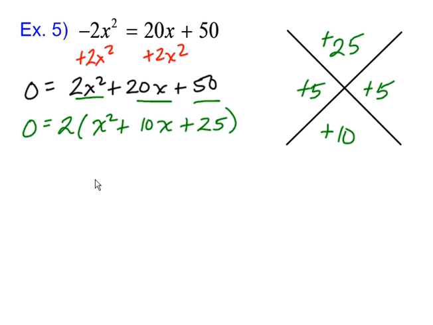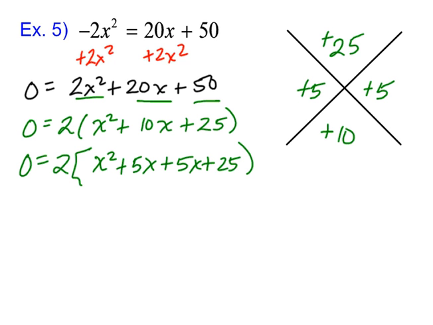Let's rewrite what we have. 0 equals 2 times the quantity of x squared plus 5x plus 5x plus 25. We're going to cut that in half. Take a look at it. Again, as we're looking at things, that 0 is coming with us. 0 equals, this 2 is still coming with us. It's part of it. Greatest common factor is x. Take out x plus 5.